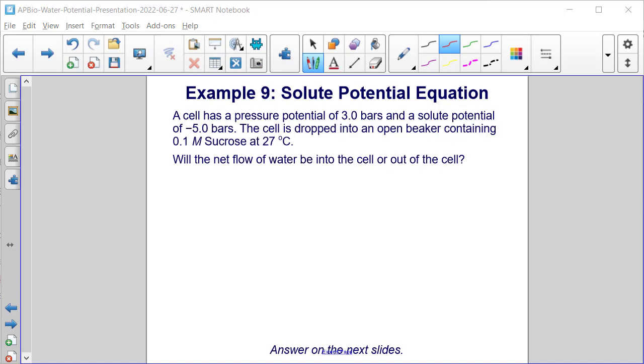Example 9, solute potential equation. A cell has a pressure potential of 3 bars and a solute potential of minus 5 bars. The cell is then dropped into an open beaker containing 0.1 molar sucrose at 27 degrees Celsius. Will the net flow of water be into the cell or out of the cell?